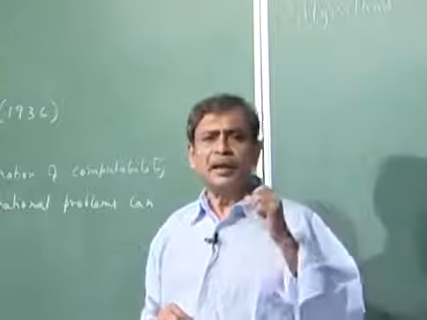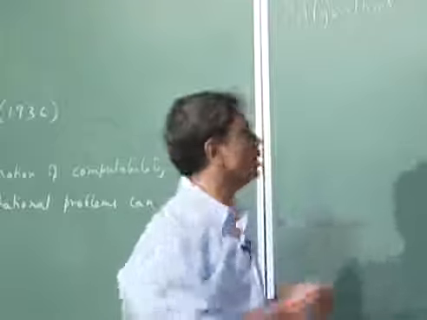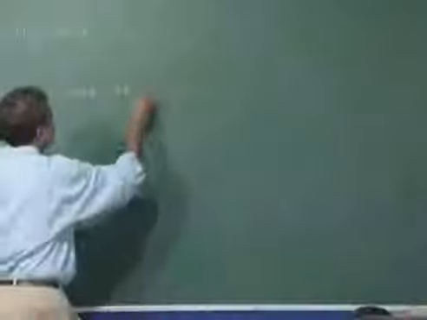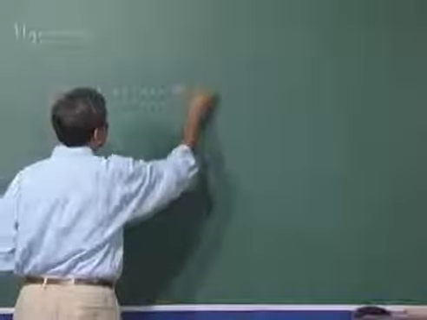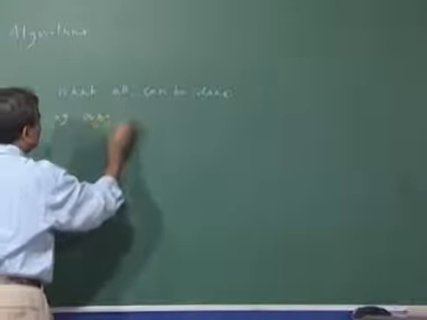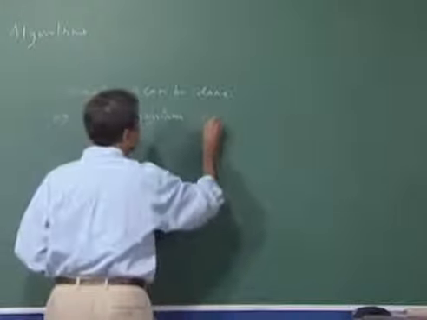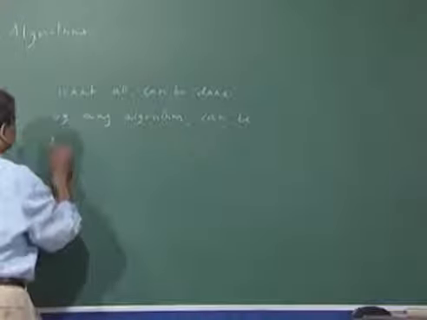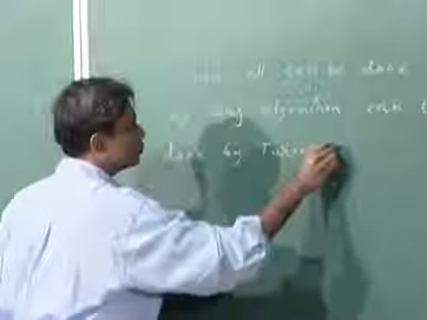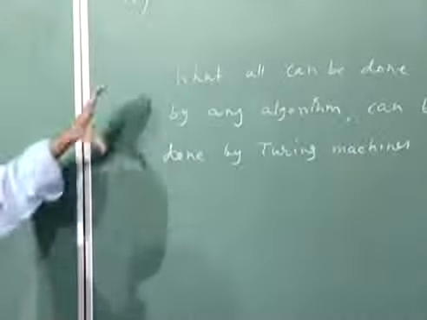Now, can one give a proof of this statement? What is that statement? What all can be done by any algorithm can be done by Turing machines.